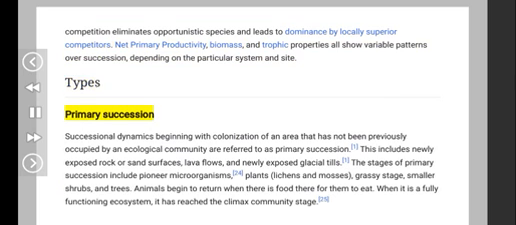Types. Primary succession. Successional dynamics beginning with colonization of an area that has not been previously occupied by an ecological community are referred to as primary succession. This includes newly exposed rock or sand surfaces, lava flows, and newly exposed glacial tills.